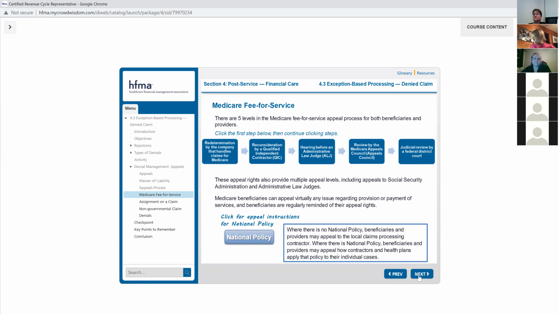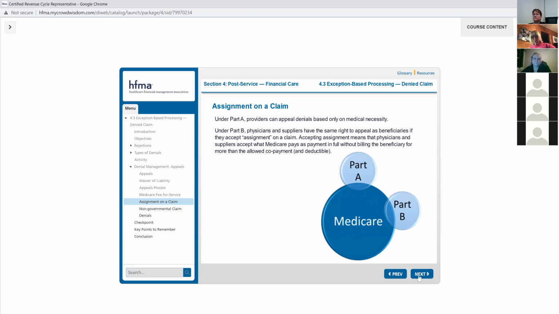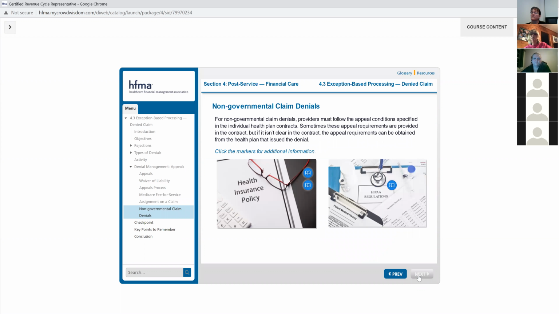Okay, non-governmental claim denials. For non-government claim denials, providers must follow the appeal conditions specified in the individual plan contract. Sometimes the appeal requirements are provided in the contract, and if it isn't clear in the contract, the appeal requirements can be obtained from the health plan that issued the denial, because we all know how easy that is.